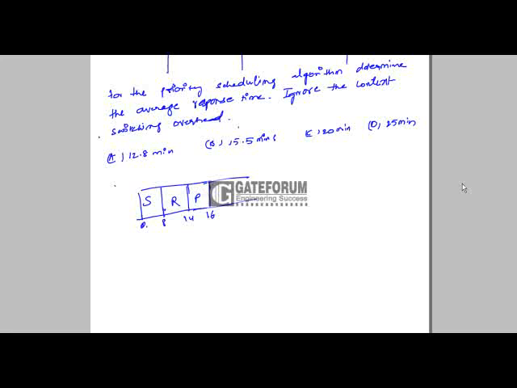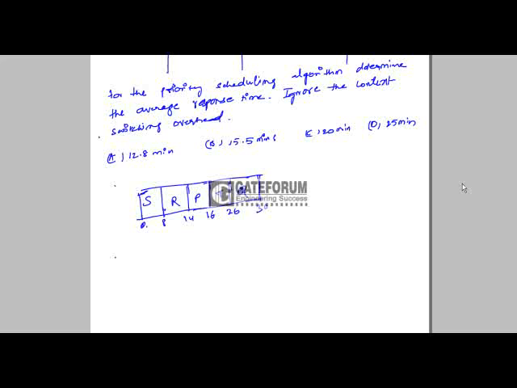After P, T has the next highest priority, which is 4, and its burst time is 10. So from 16 to 26, process T is executed. And the last process is Q, which has priority 5, and its burst time is 4. So from 26 to 30, process Q is executed. So this is the Gantt chart.